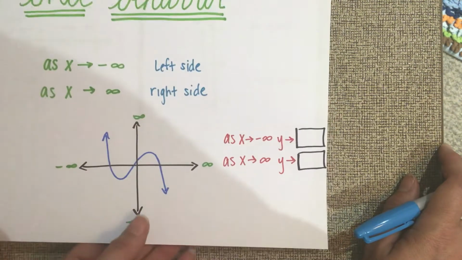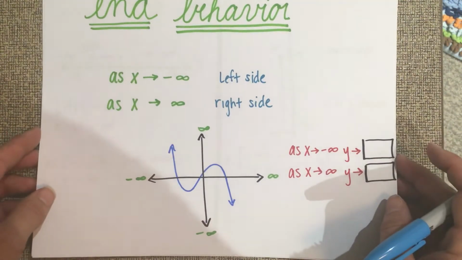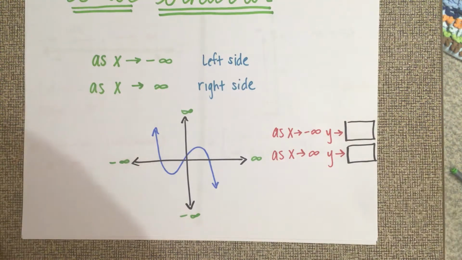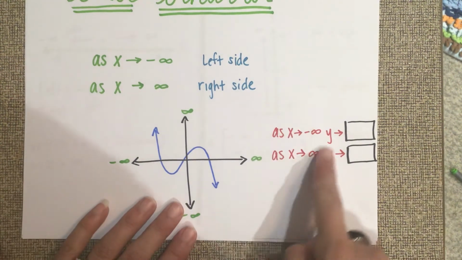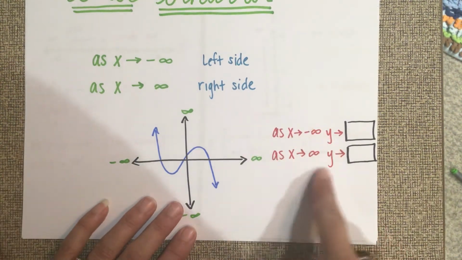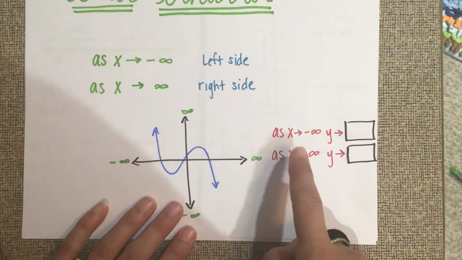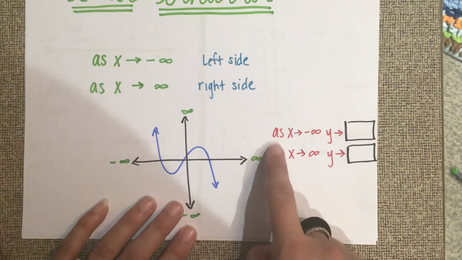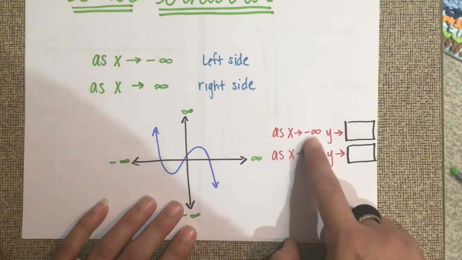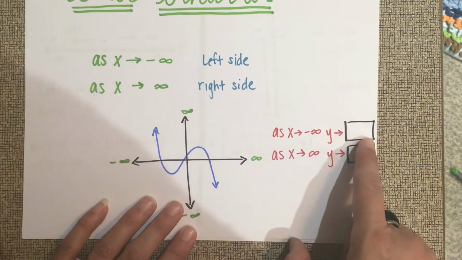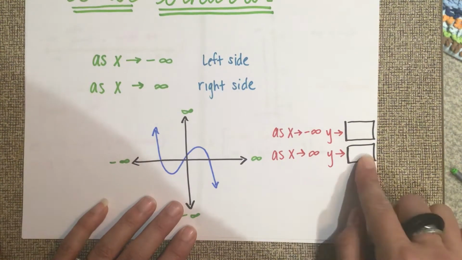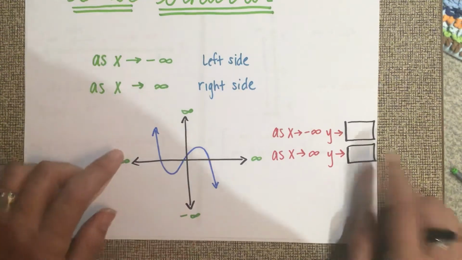So if this was our example, our problem here, every single problem of end behavior will always start off with this right here. Every single time, no matter what, this will never change. So as x goes to negative infinity, y is going to go where? And as x goes to positive infinity, y is going where? That's what we're going to look at our graph for.